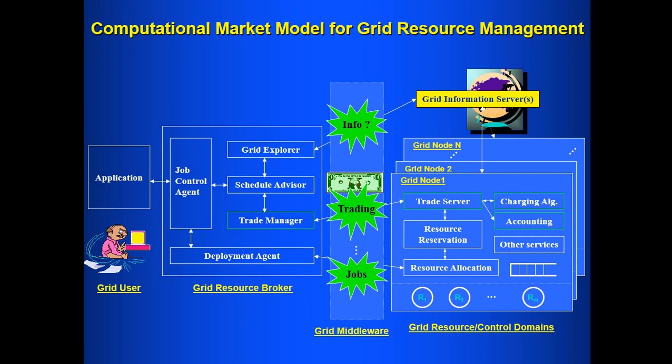In the figure you can see the grid nodes include some components: trade server, resource reservation, resource co-allocation, charging algorithm, accounting, and other services. Okay, these are some components of grid nodes.